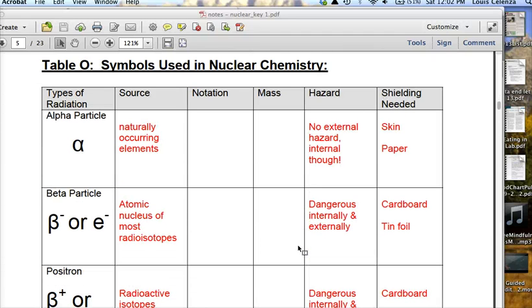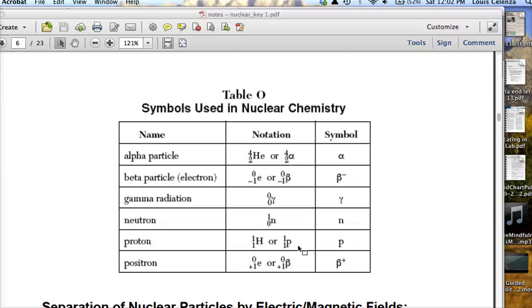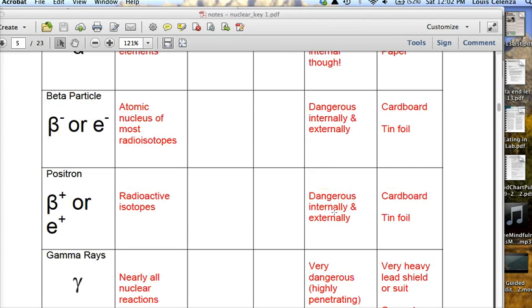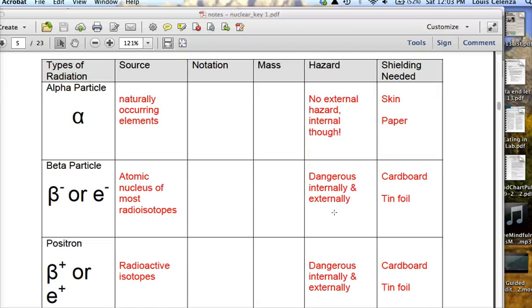If you take a look at this table, I'm not really going to go through it because it's actually on your reference tables. You can simply take what you have here and fill it in on this table, and you still do have to do this table. The only things I'm going to run through, which are not on that table, are how dangerous each type is and what you need to stop that particular type of radiation.